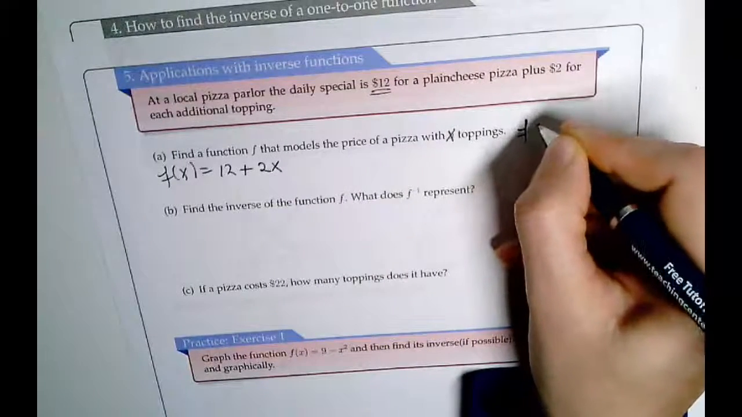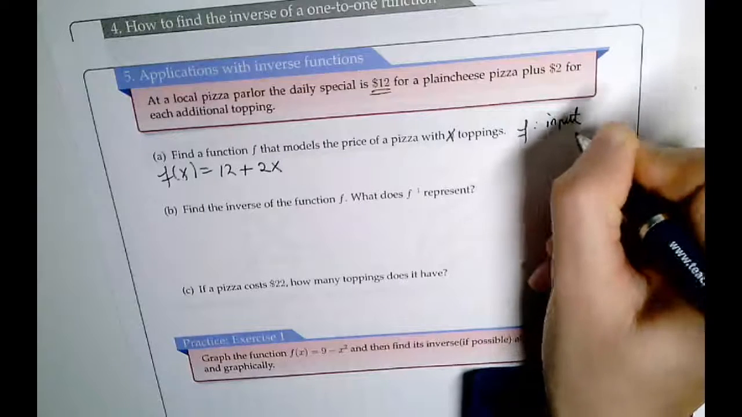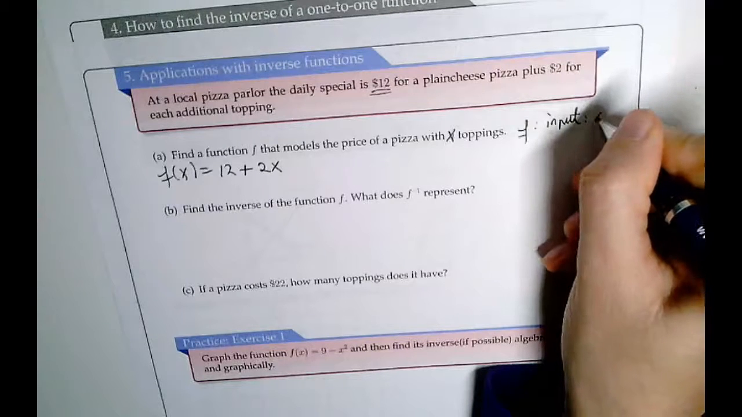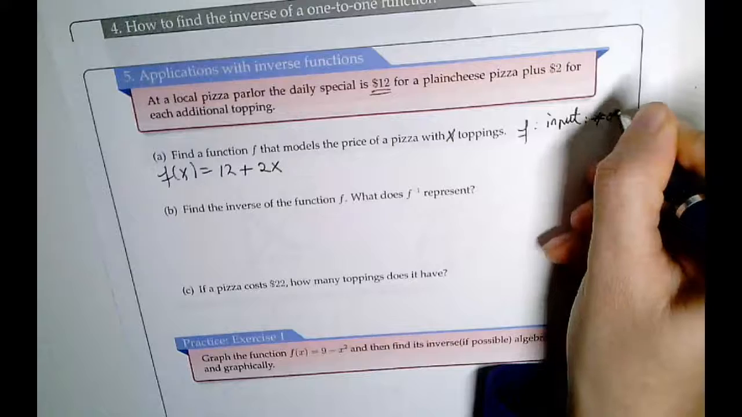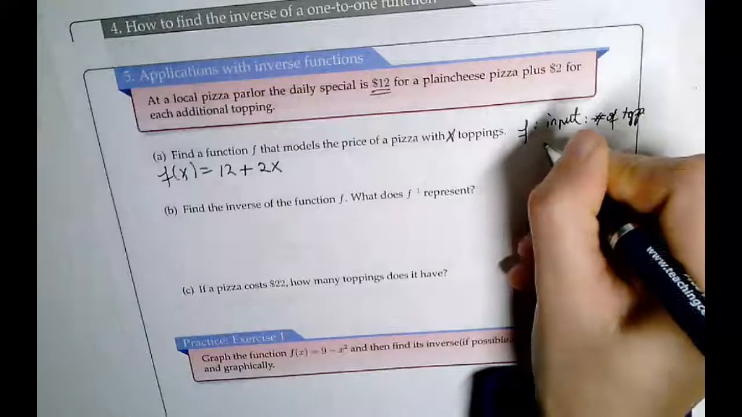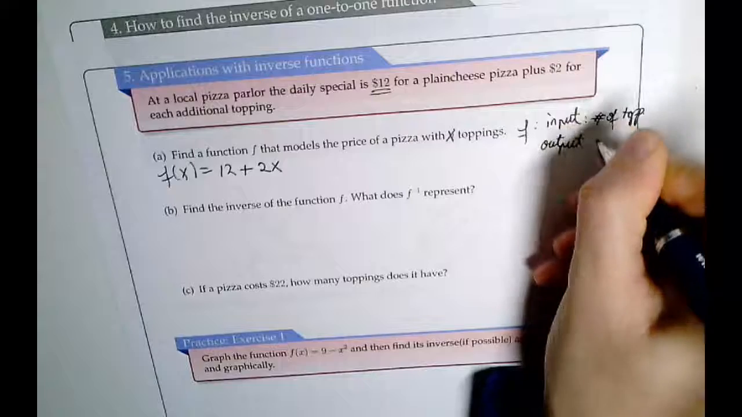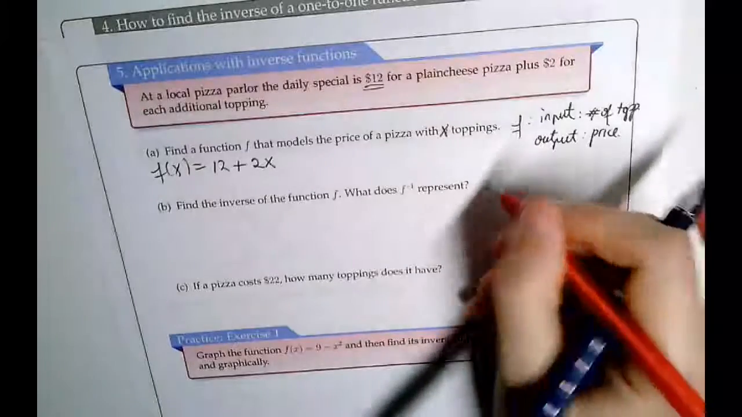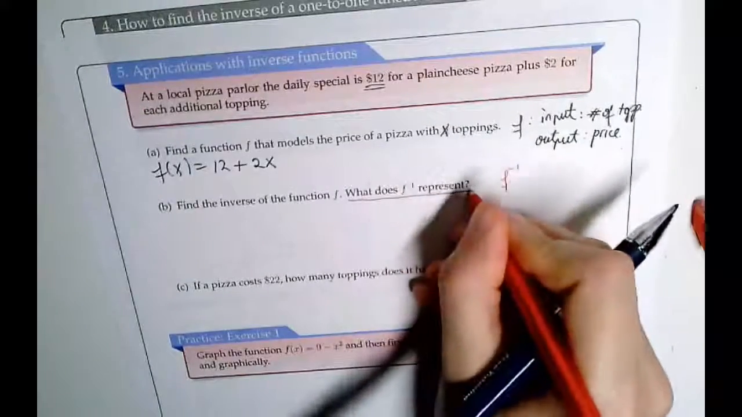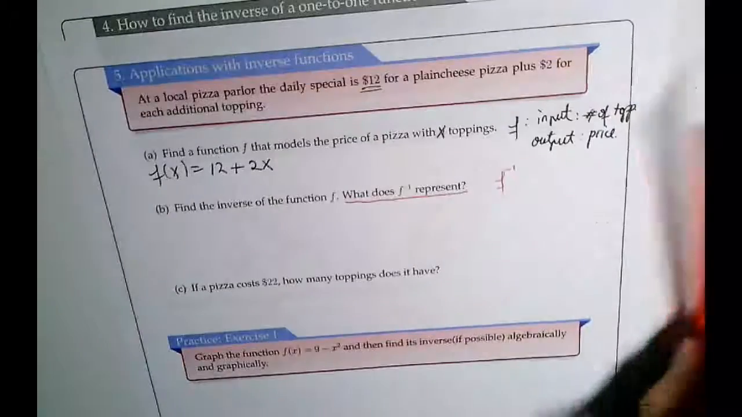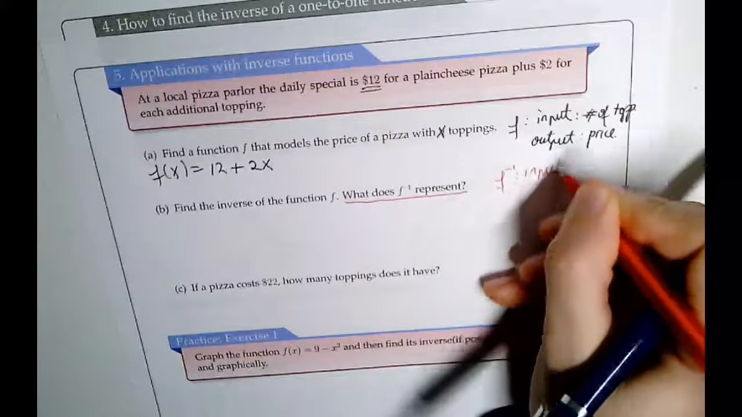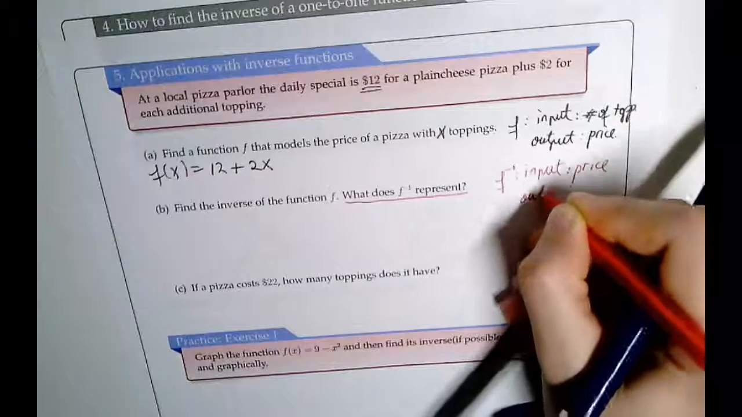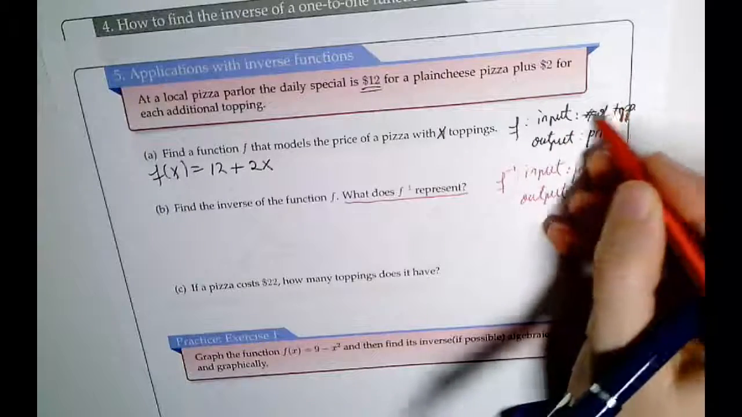So for f, the input is the number of toppings. The input is x, the number of toppings. And the output is the price. So now for f inverse, let's see what f inverse will represent. So f inverse, the input for f inverse is the output of f. So the input is going to be the price. And then the output is going to be the number of toppings.